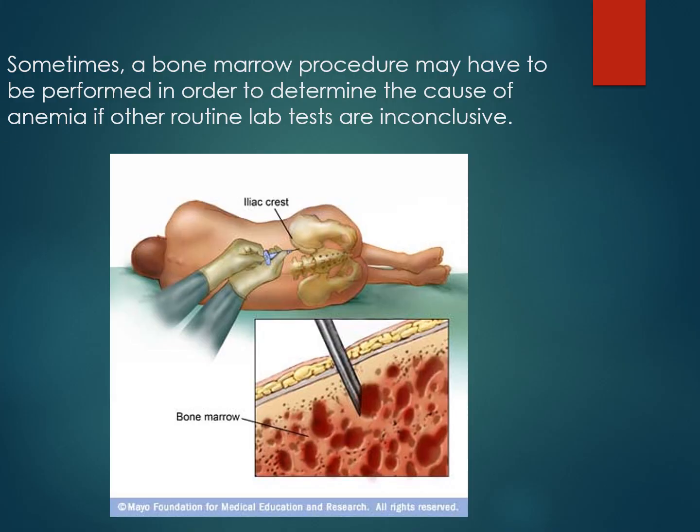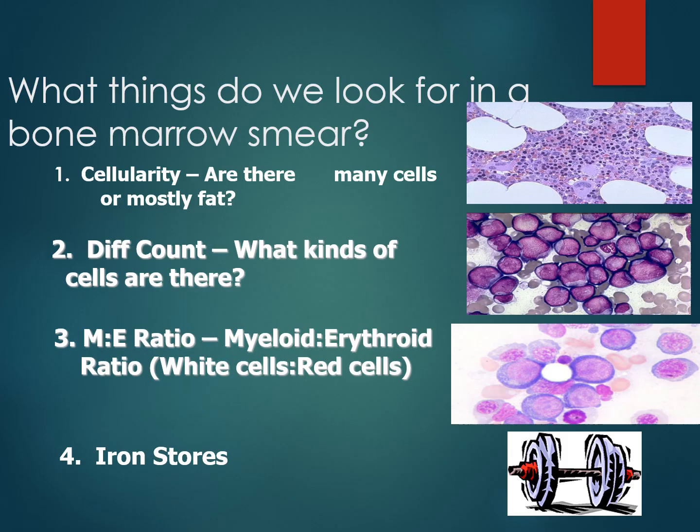But what are we looking for in the bone marrow? Well, let's talk about it. What things do we look for in a bone marrow smear? Well, there are a couple of things. This top picture is a bone marrow smear, and what we're looking for there is cellularity. Are there a lot of cells, or not? This red, purple area is the cellular center, an area of production, red marrow. And then these white areas are fat, or sometimes you would hear it called yellow marrow.